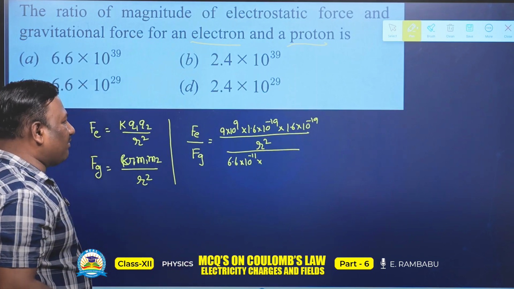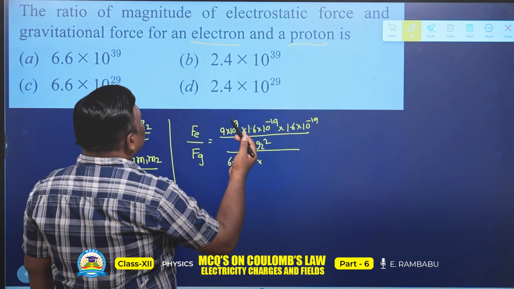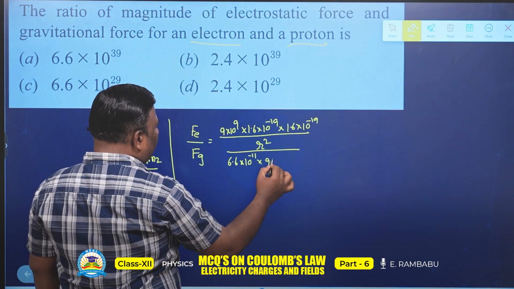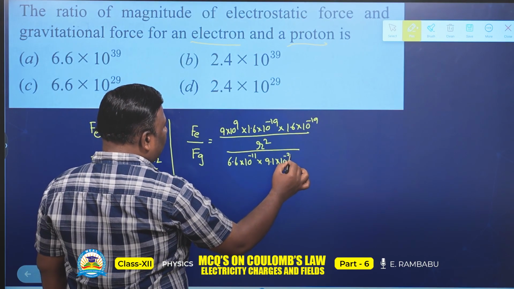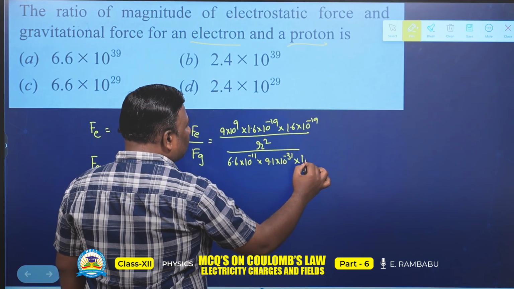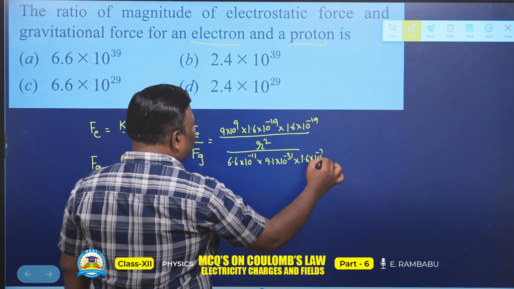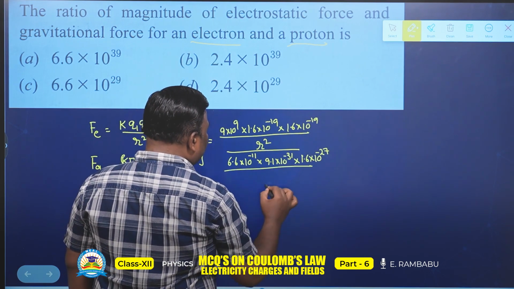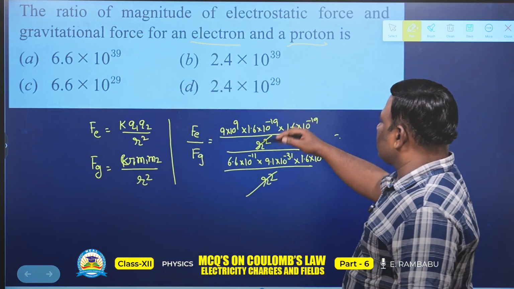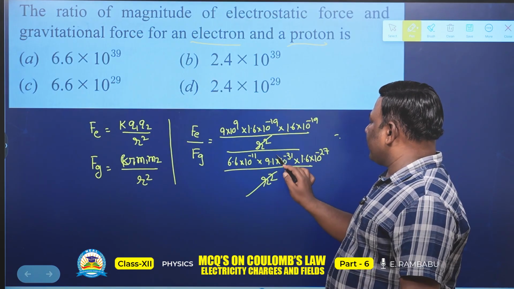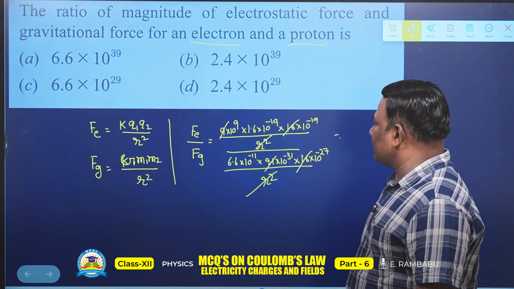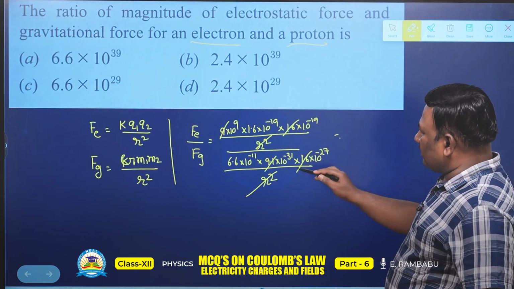This is the universal gravitational constant, and mass is given. Mass of electron is 9.1 into 10 to the power minus 31, into mass of the proton 1.6 into 10 to the power minus 27, divided by r square. Here r square and r square cancel, and finally we have to simplify this one. 9.1 and 9 cancel, and here 1.6 and 1.6 cancel. So finally, what are the terms that remain?